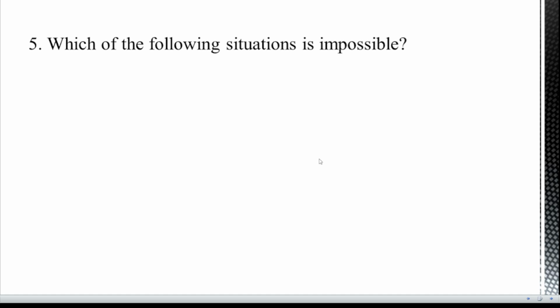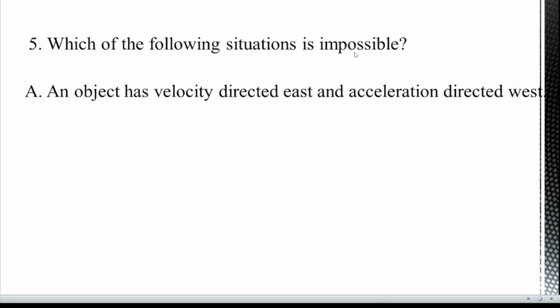Number 5. Which of the following situations is impossible? Which one of the following situations is impossible? Great. Can we see alternative A? What does it say? An object has velocity directed east and acceleration directed west. Yeah, it could be. It could be in the case of deceleration.